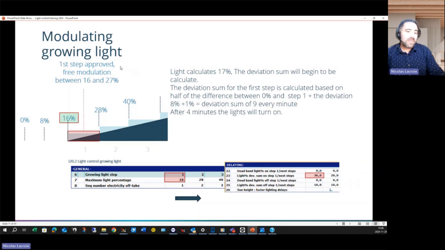When my first step is approved, I have free modulation between 16 and 27. I cannot go above 28. That's for my first step only.